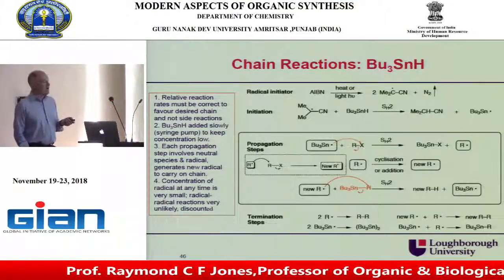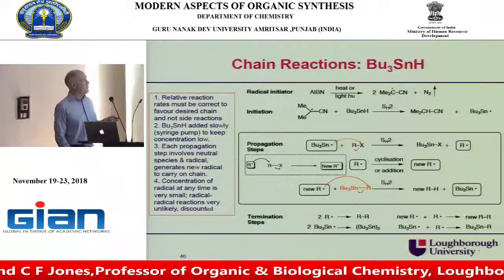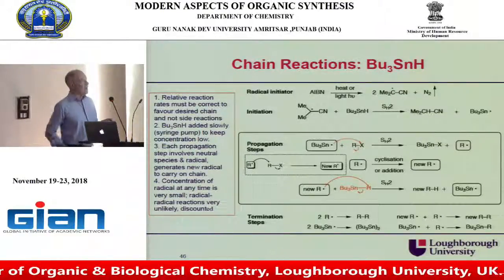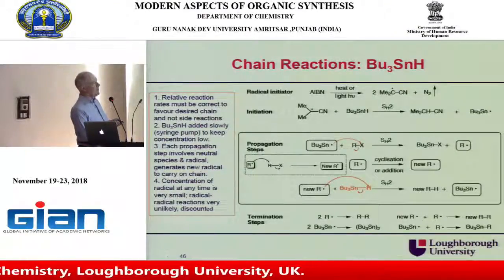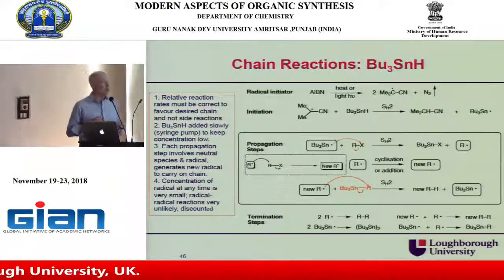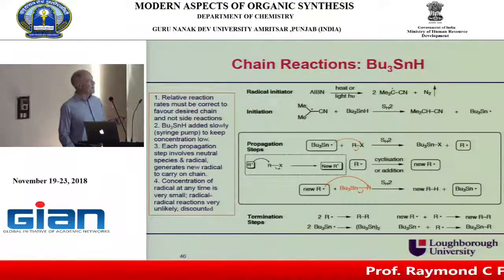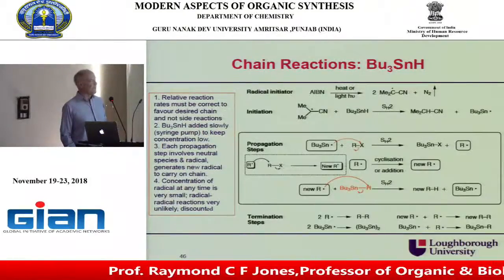So things you need to think about when setting up a radical chain process is the relative reaction rates must be correct to favor the desired chain and not the side reactions. And a lot of work is known about that now as to what is feasible and what isn't. So you don't really nowadays have to do the kinetics yourself to work out reaction rates. There's enough in the literature to be able to predict. If it's a tributyl tin hydride, you add that slowly to keep its concentration low so that you never get any of these radical meet radical things.